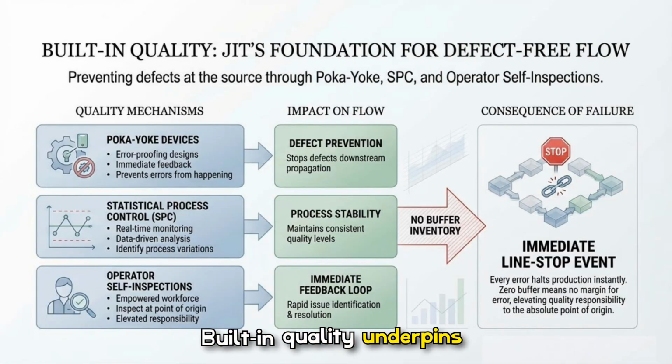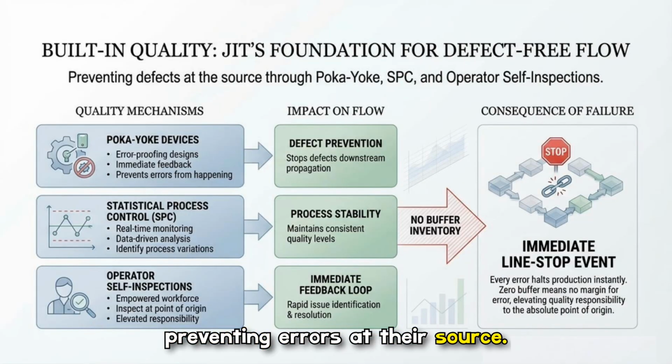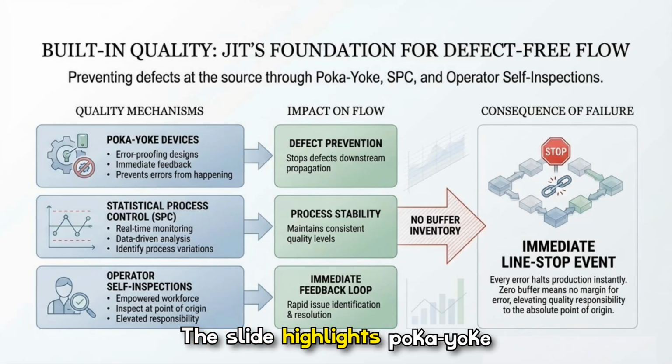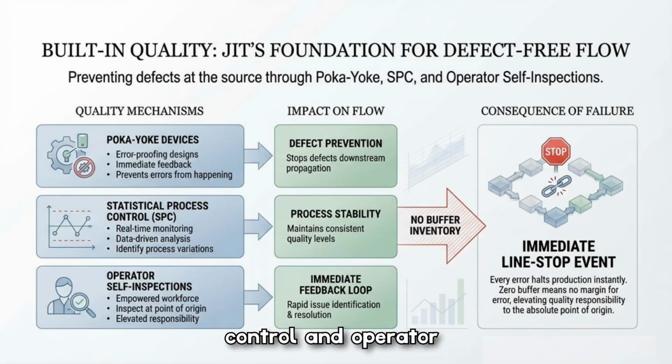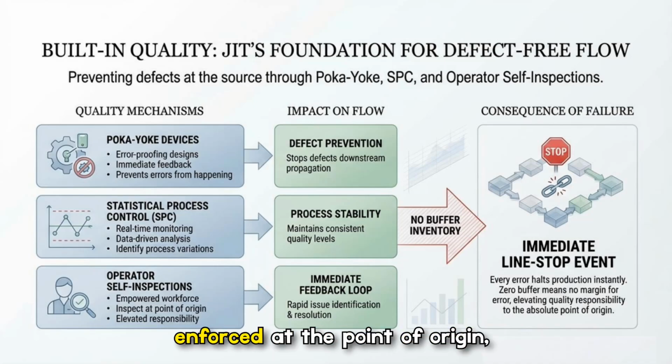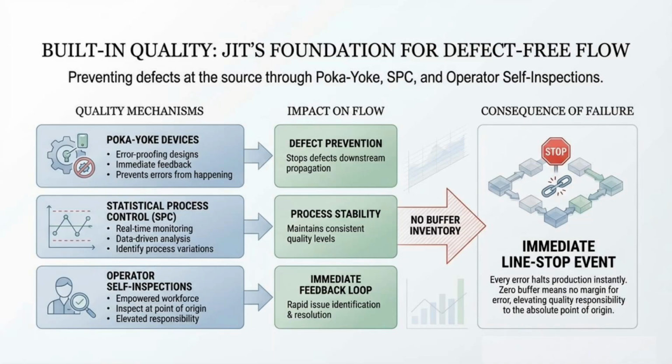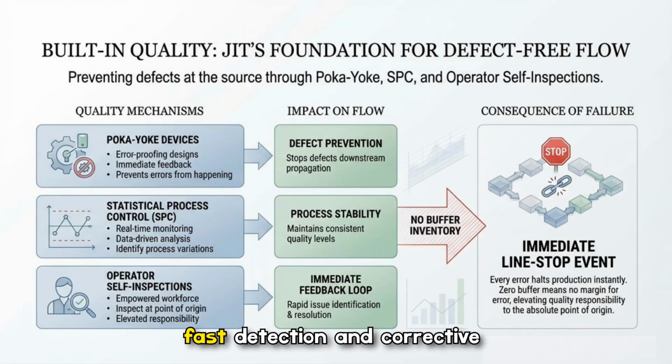Built-in quality underpins defect-free JIT flow by preventing errors at their source. The slide highlights Poka-yoke devices, statistical process control, and operator self-inspections that stop defects, stabilize processes, and create immediate feedback loops. With this approach, there's little to no buffer inventory because quality is enforced at the point of origin, meaning any anomaly triggers fast detection and corrective action.